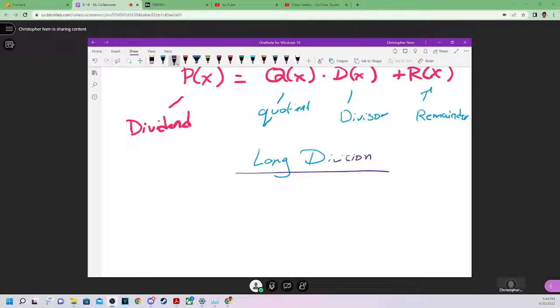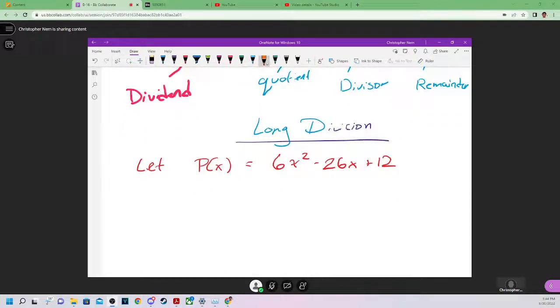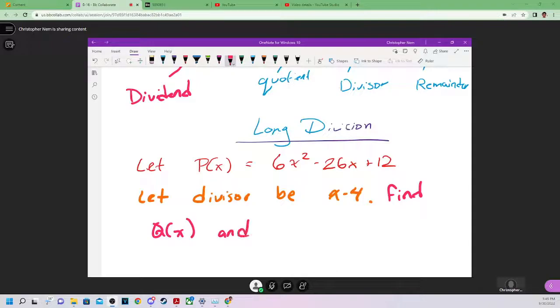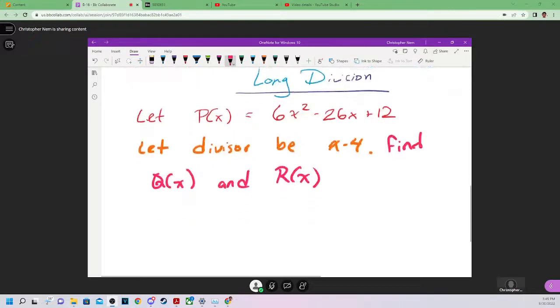So let's take the dividend. Let p of x equal 6x squared minus 26x plus 12. And then let's suppose I want to divide that by, let the divisor be x minus 4. Find q of x and r of x. Find the quotient and the associated remainder. So I have to divide this out.